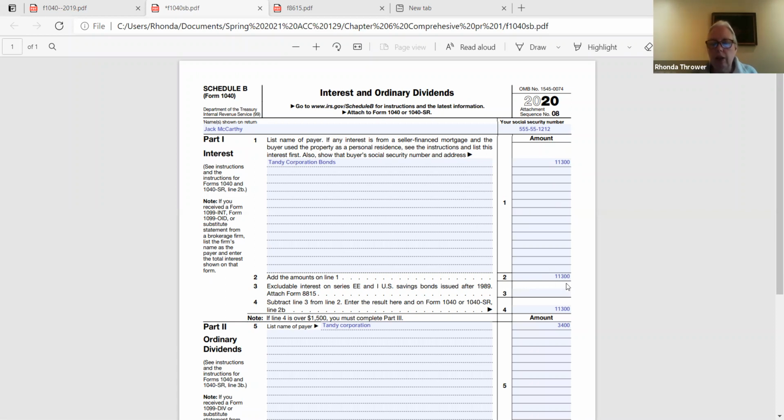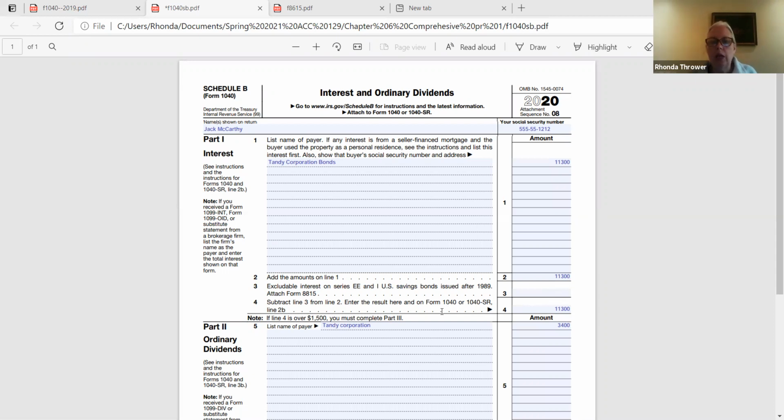The amount is still $11,300. And then there was nothing that we would enter on line 3. It didn't apply to this particular problem. And so we go on to line 4, which says subtract line 3 from line 2 and enter the result on form 1040. So there was nothing on line 3. So when we subtract these, we end up with 11,300. This goes to your 1040 form.